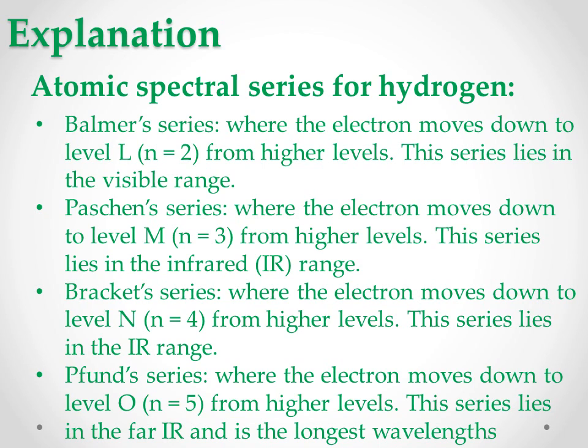Paschen's series, where the electron moves down to level n equals 3 from higher levels. This series lies in the infrared (IR) range. Brackett's series, where the electron moves down to level n equals 4 from higher levels. This series lies in the IR range. Pfund's series, where the electron moves down to level n equals 5 from higher levels. This series lies in the far IR and has the longest wavelengths.